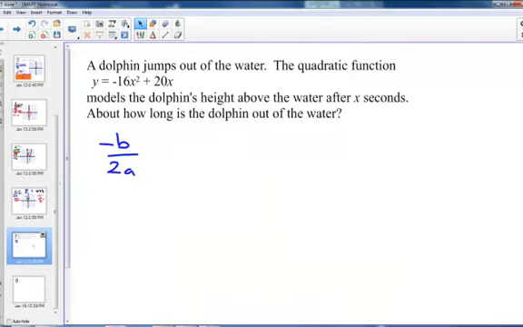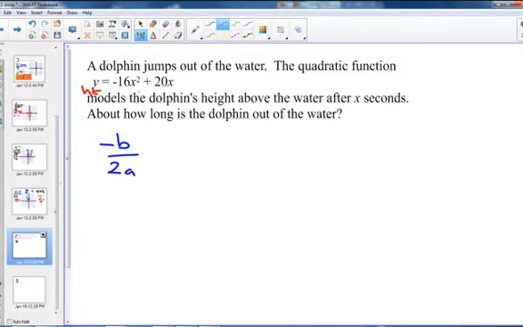In the last problem for today, we can do this one of two ways. We'll do it by hand, and then I'll show you on the calculator also. A dolphin jumps out of the water, and this models the dolphin's height above the water after t seconds. So this is the height, and this is the time in seconds. How long is the dolphin out of the water?